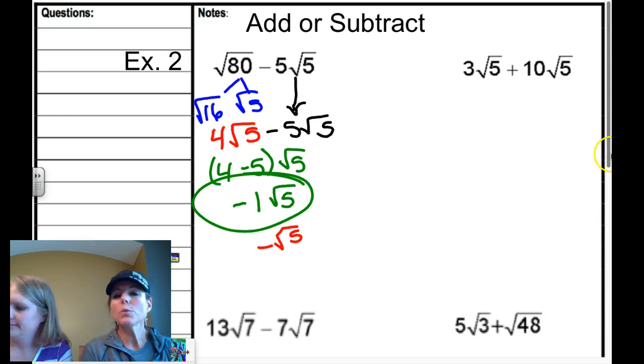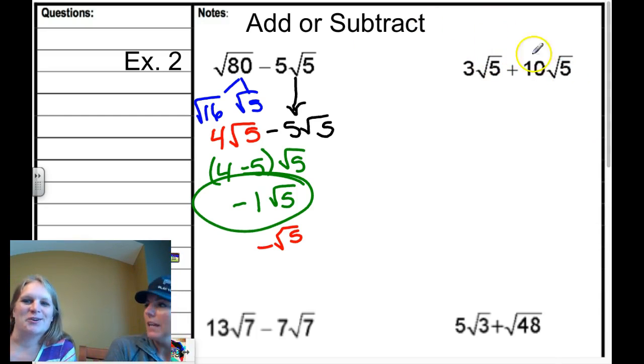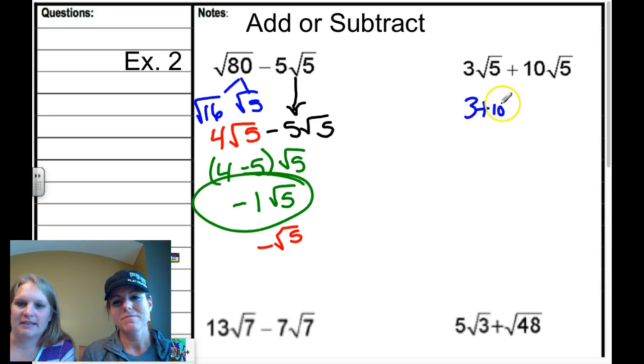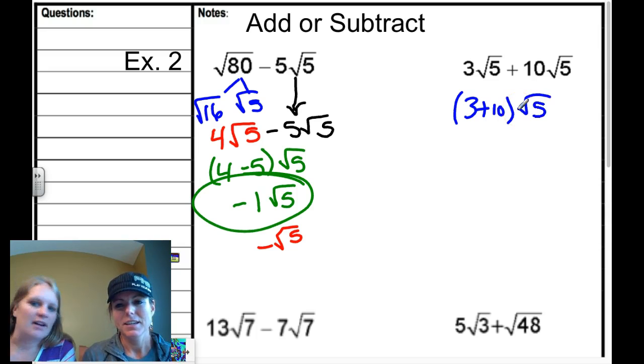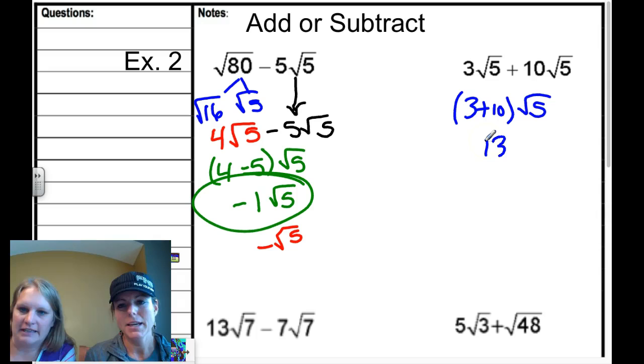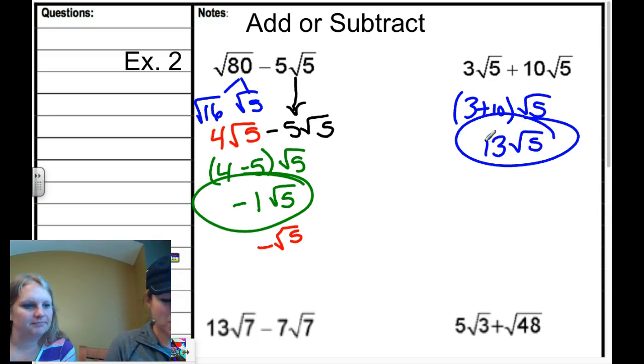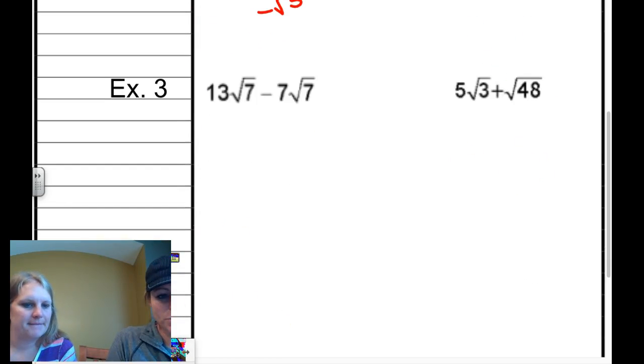Okay. Let's go to the one next to it. Oh, are we lucky? They're the same. So we just add the 3 plus 2. And we bring down our root 5. You don't have to write all these steps if you're getting it. If you notice, just write your 13 root 5. Correct. And there's your answer. Very good. Now, I'm thinking we're not going to do the next group. We'll do it in class. So let's go on to the next page.